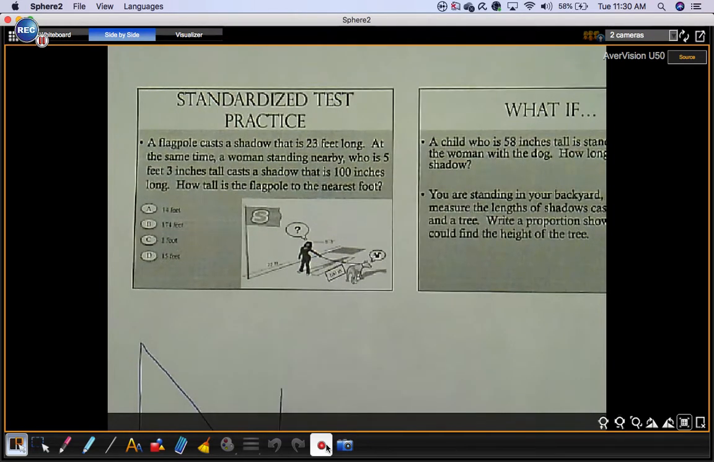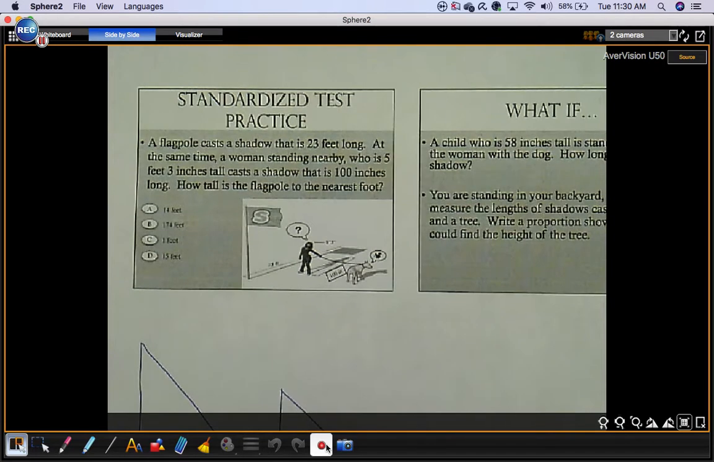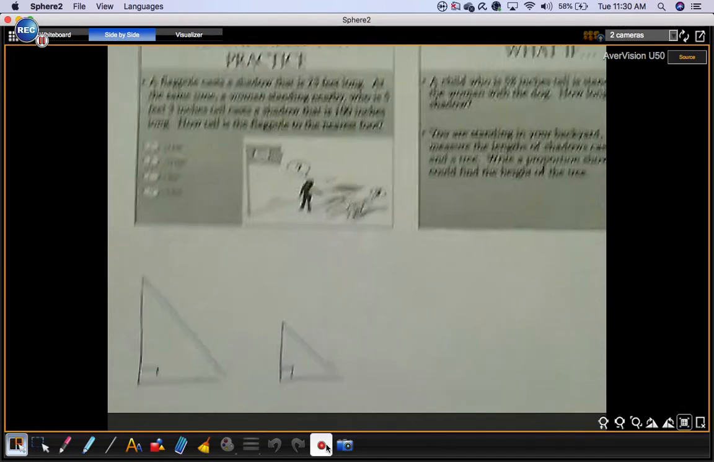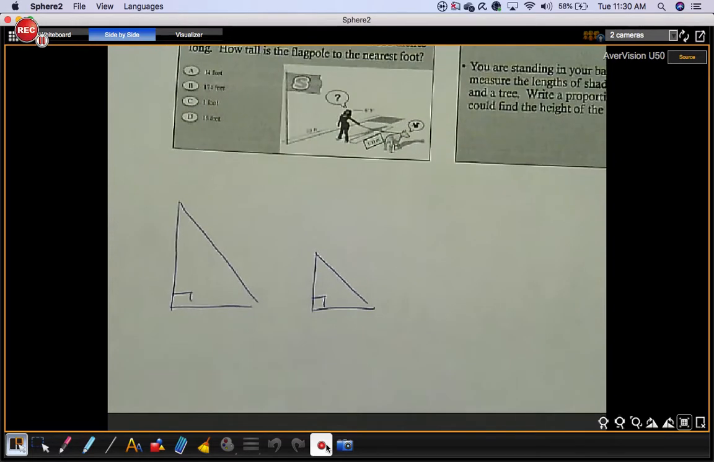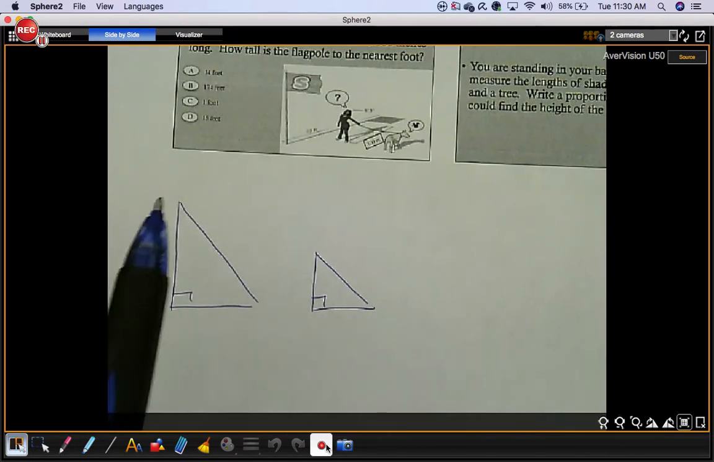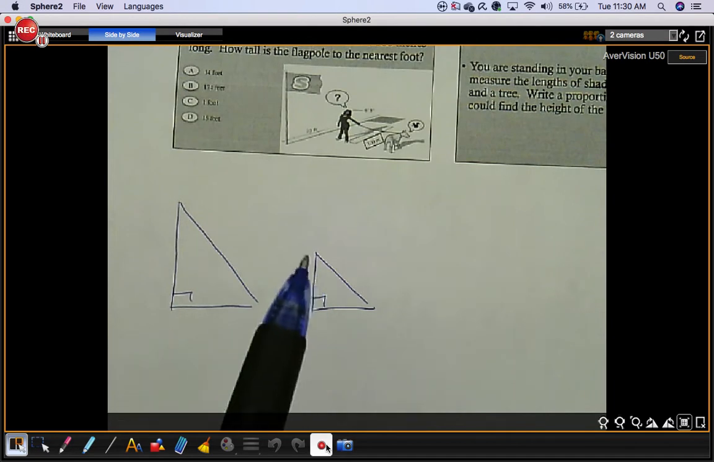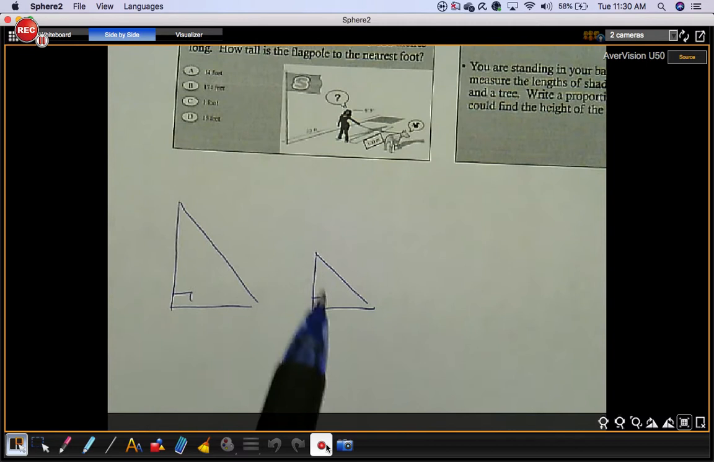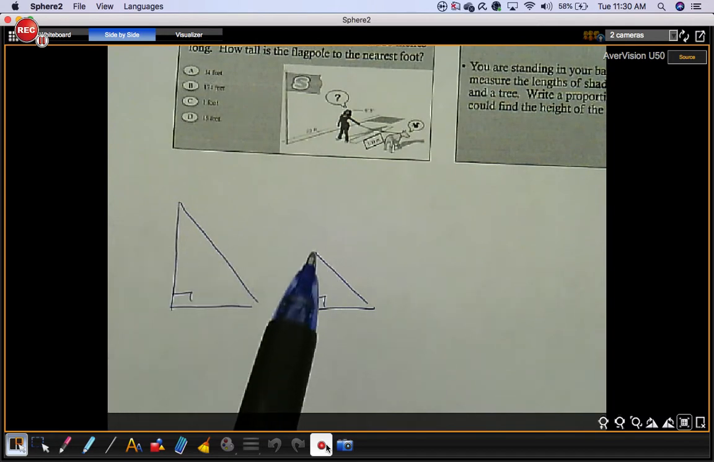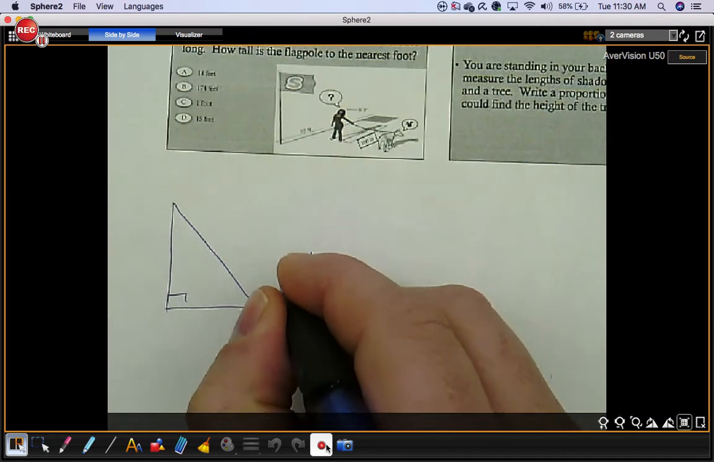We're going to do a lot of problems like this. This is one of my more favorite exercises in the entire course. You might not see it, but there's two triangles, this being the flagpole, this being the lady. They're standing at a right angle, or at least they should be. When you measure yourself, you should be standing at a right angle.